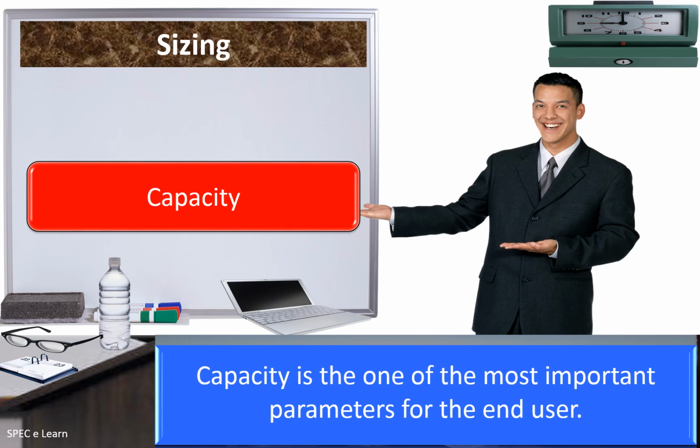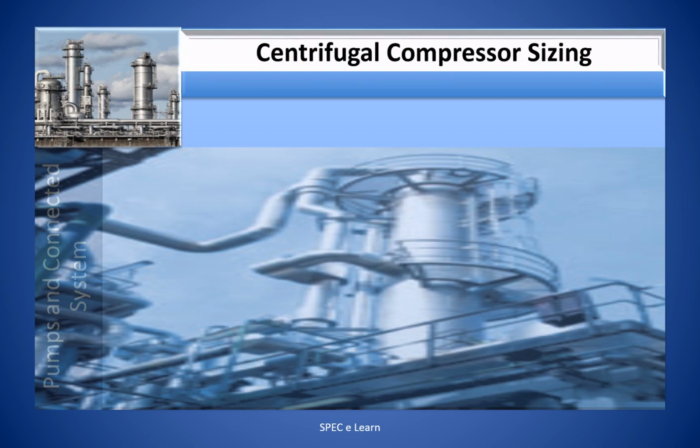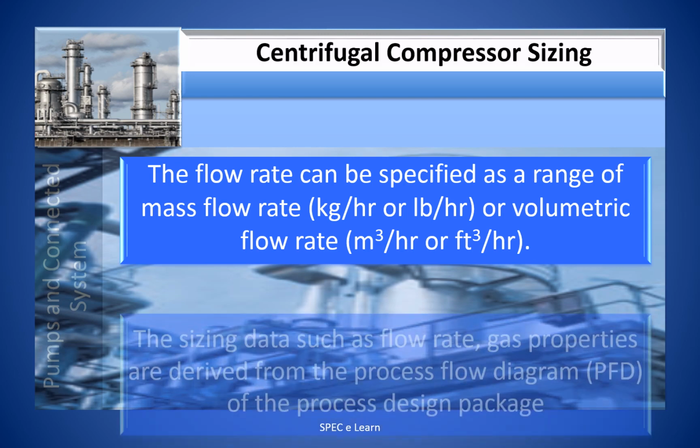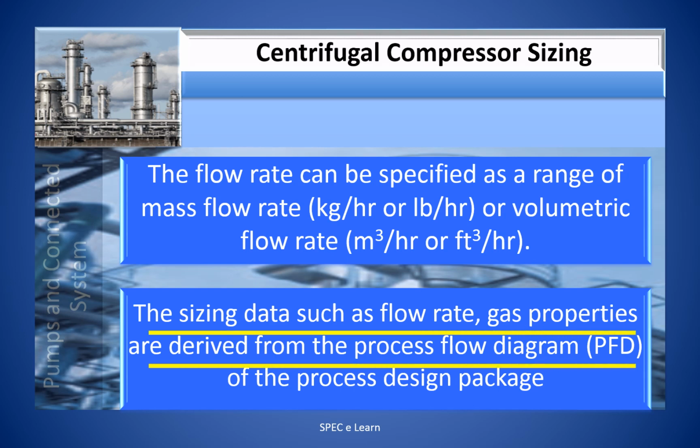Capacity. Capacity is one of the most important parameters for the end user. Capacity or the flow rate can be specified as a range of mass flow rate, kg per hour or pounds per hour, or volumetric flow rate, cubic meter per hour or cubic feet per hour. The sizing data such as flow rate, gas properties are derived from the process flow diagram, PFD, of the process design package.